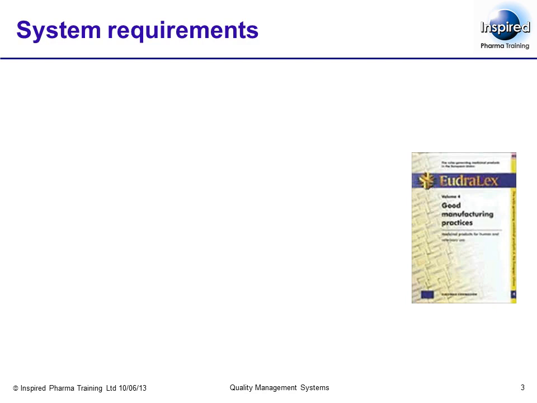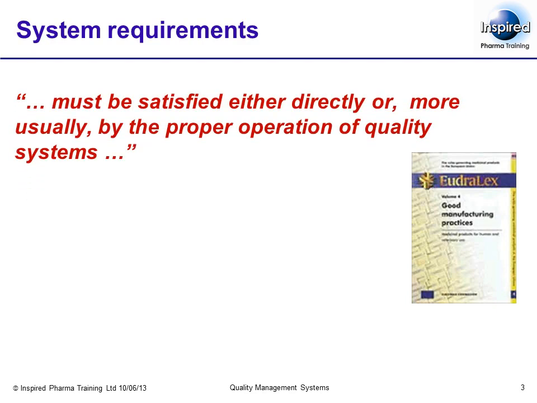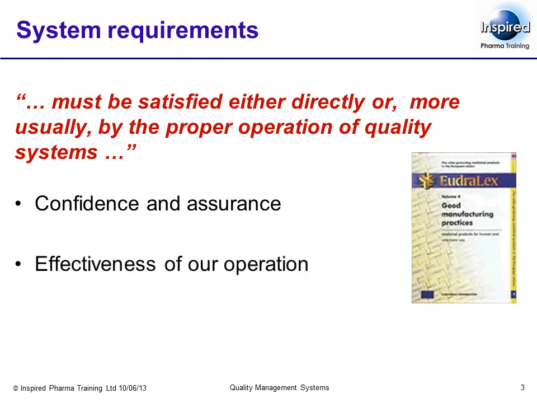EU GMP states that we must be satisfied either directly or, more usually, by the proper operation of quality systems. Consequently, we should ensure that we construct, implement, operate and maintain a quality management system that will give both us and the business adequate confidence and assurance in the effectiveness of our operation. We simply must be effective, do as we say, and have a system that promotes effectiveness. Patients will be harmed if we are not effective.